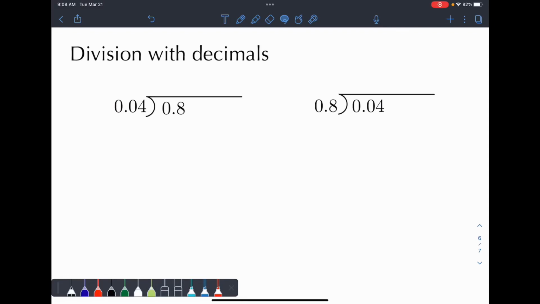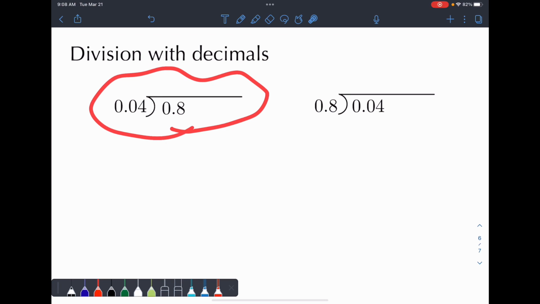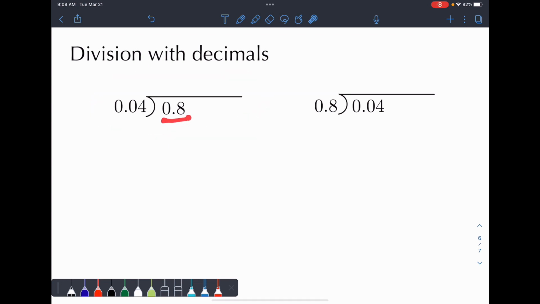Okay, we have two examples here that we're going to work through. So this is division with decimals, and the two examples look very similar, but they're going to get quite different answers. So let's look at the first one here on the left. So we're dividing 0.8 by 0.04.